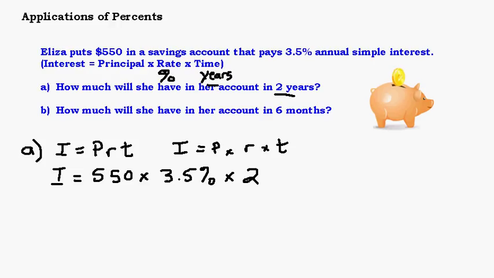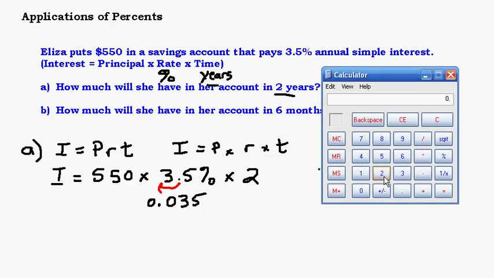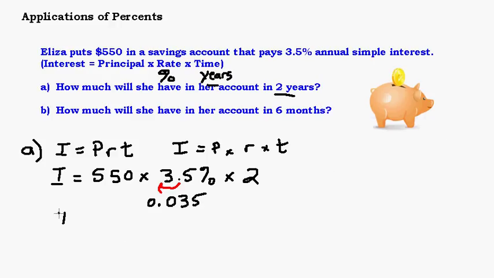Now, when we write 3.5% as a decimal, we move the decimal 2 places to the left. So we get 0.035. The decimal was between the 3 and the 5, and we went 1, 2. So we have to add a 0 in there to hold that place. Let's use the calculator to figure this one out. 550 times 0.035 times 2 equals 38.5. In money, that would be $38.50.